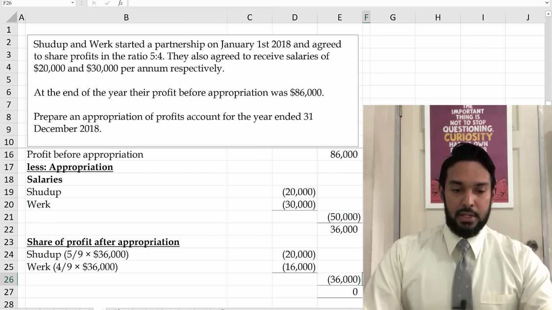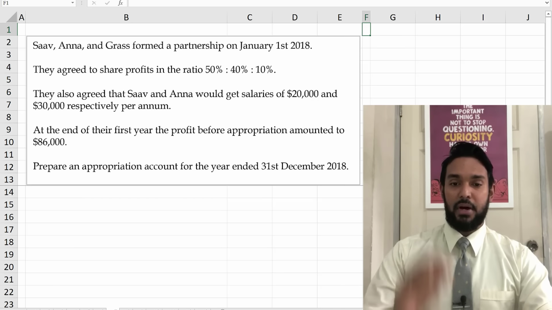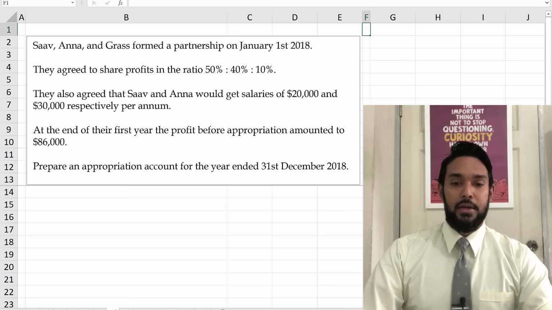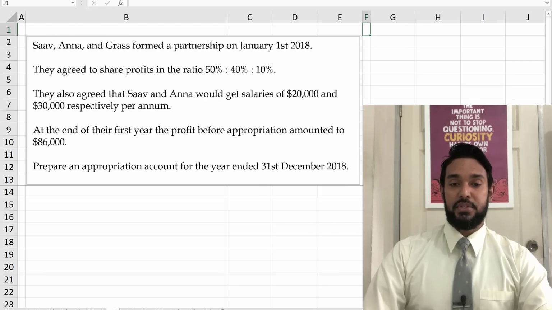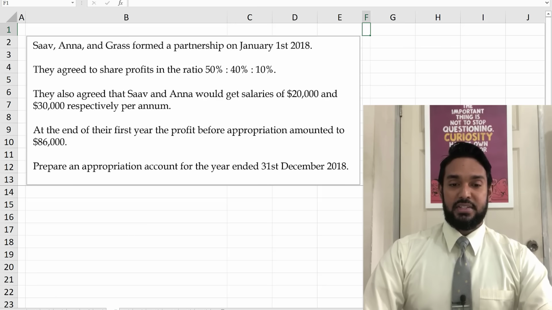Okay, let's take a look at a follow-up example now. So, Salmon On Grass formed a partnership on Jan 1st, 2018. They agreed to share profits in the ratio of 50% to 40% to 10%. So now we have percentages. They also agreed that Sav and Anna will get salaries of $20,000 and $30,000 respectively per annum.